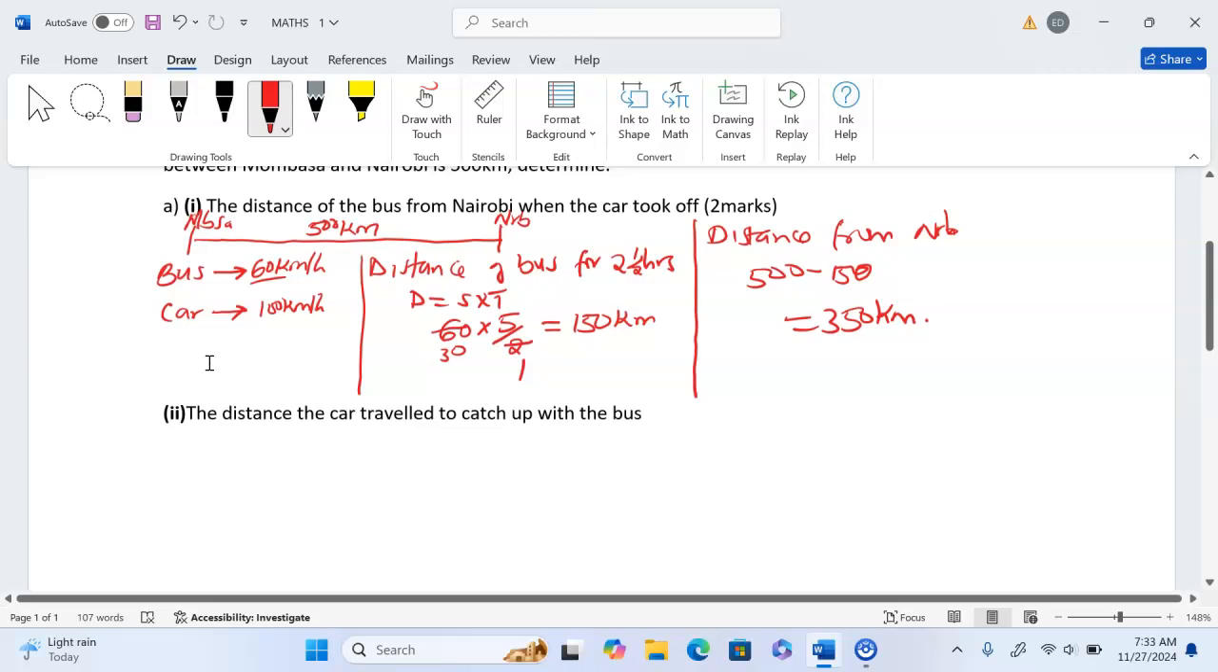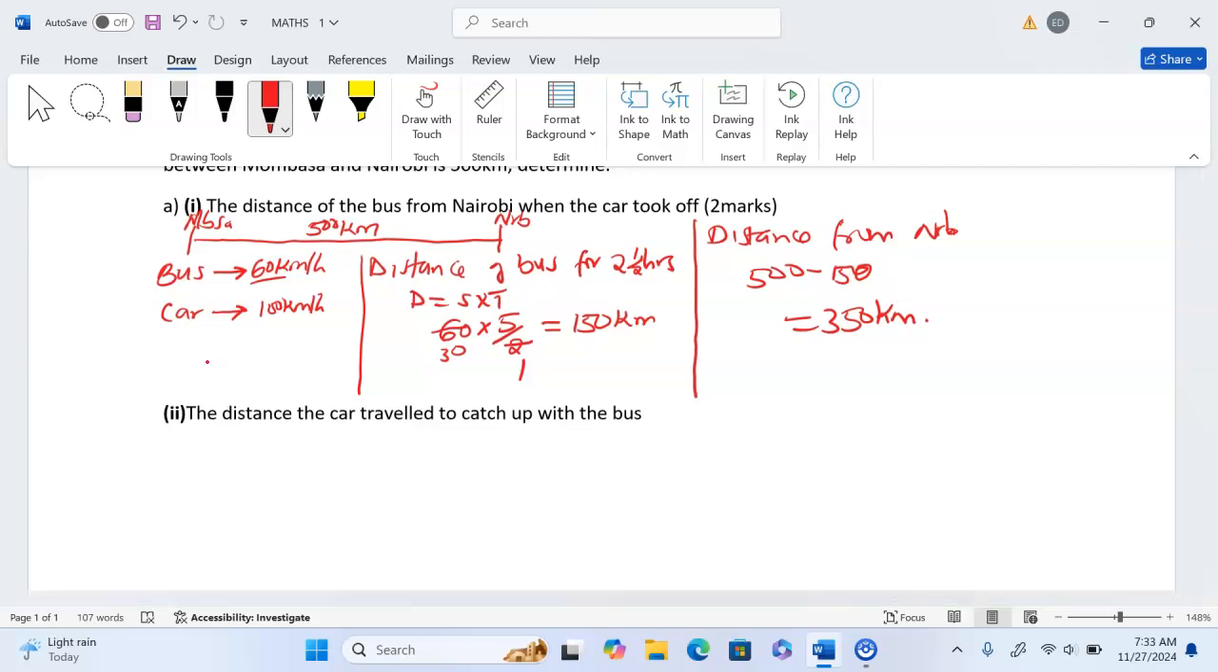We move to Roman 2, the distance the car traveled to catch up with the bus. In this case now, we need to know the distance between the two vehicles, and the distance apart is actually 150 kilometers. That is the distance between the car and the bus. From there, we also need to know the relative speed of the two vehicles. Remember, they are moving in the same direction, and therefore to get the relative speed, we find the difference between the individual speeds. That is 100 minus 60, giving us 40 kilometers per hour.